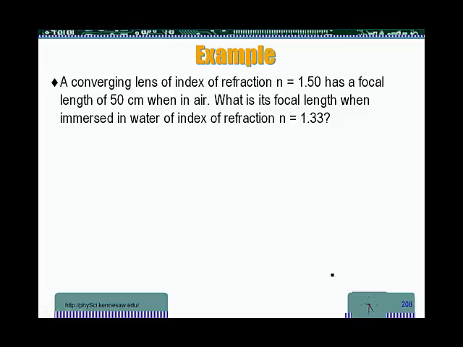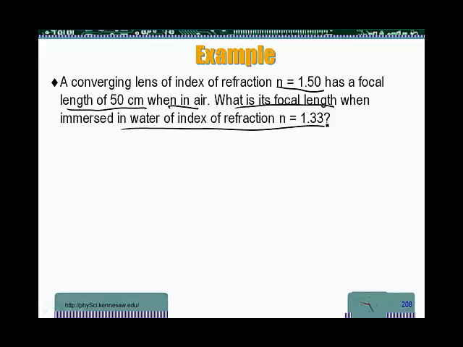Okay, here's an interesting question. We have a converging lens of an index of refraction of 1.5 and having a focal length of 50 centimeters when in air. We would like to find its focal length when we immerse it in water.